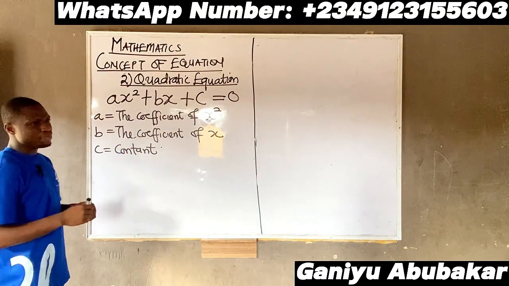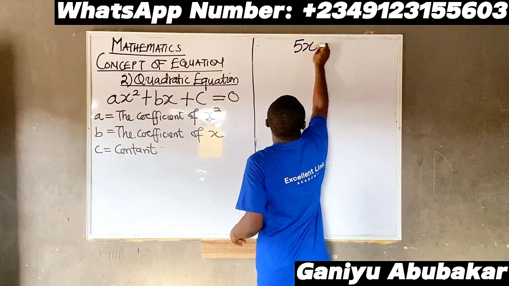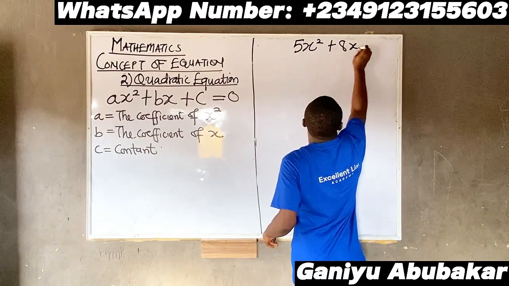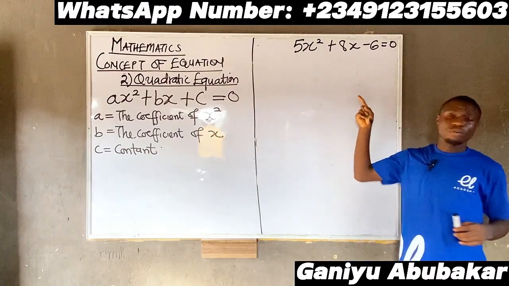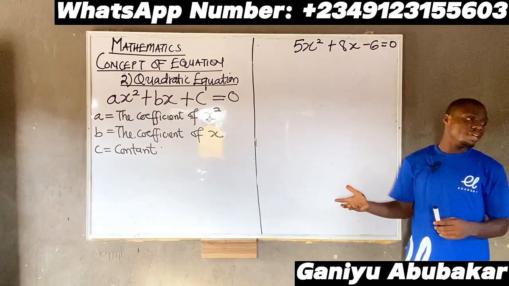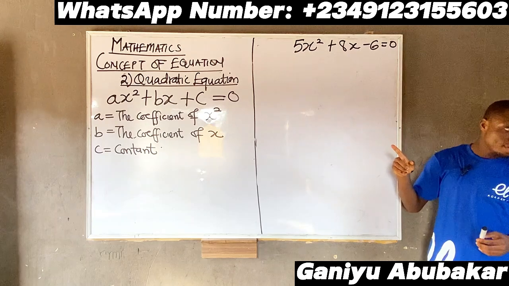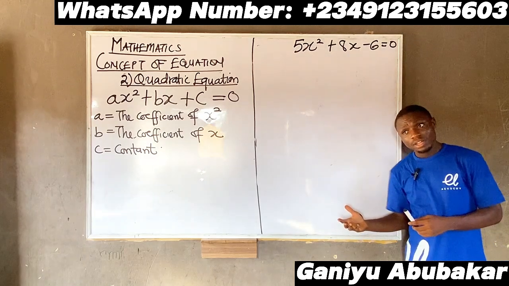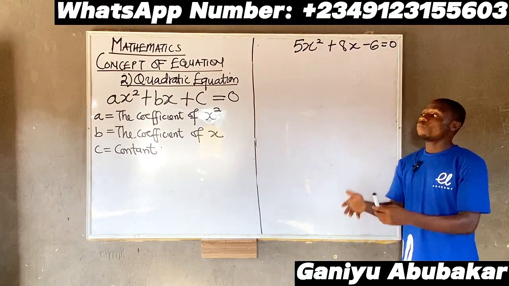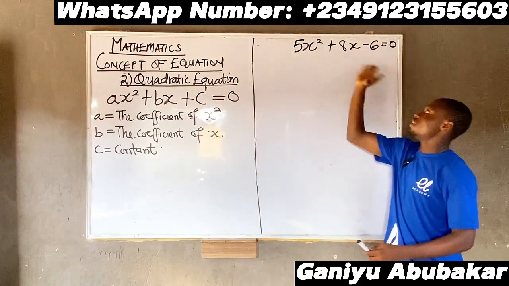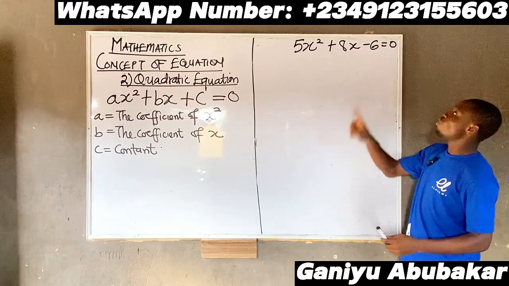At this junction, let me ask you some questions. If I have 5x squared plus 8x minus 6 equals 0, what's the coefficient of x squared here? 5. What is the coefficient of x? 8. What's the constant here? Minus 6. Is it 6 or minus 6? Minus 6.